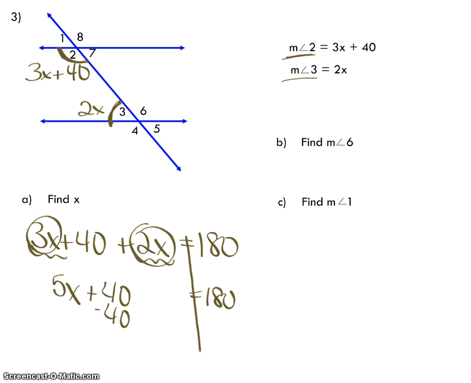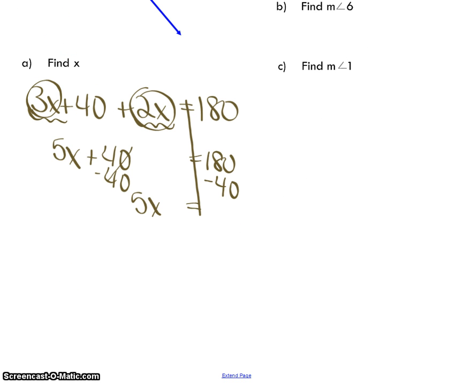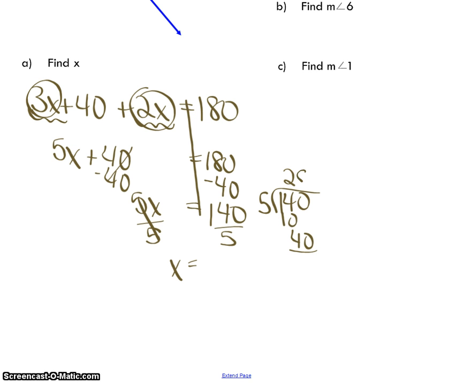Got to take away 40 from both sides. 5x equals 140, and 140 divided by 5 is, let's do it off to the side. 5 goes into 14. How many times? 2 would be 10. 5 goes into 40 8 times, so x equals 28.